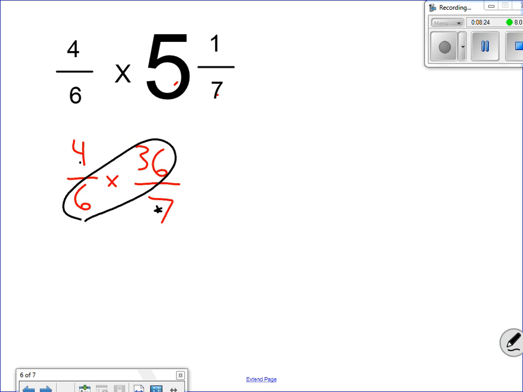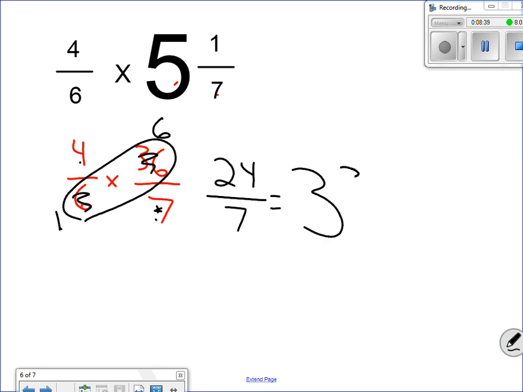Okay. 6 divided by 6 is 1. 36 divided by 6 is 6. 4 times 6 is 24. 1 times 7 is 7. How many 7s go into 24? Exactly 3, because I know 3 times 7 is 21. What's left over? 3 sevenths.